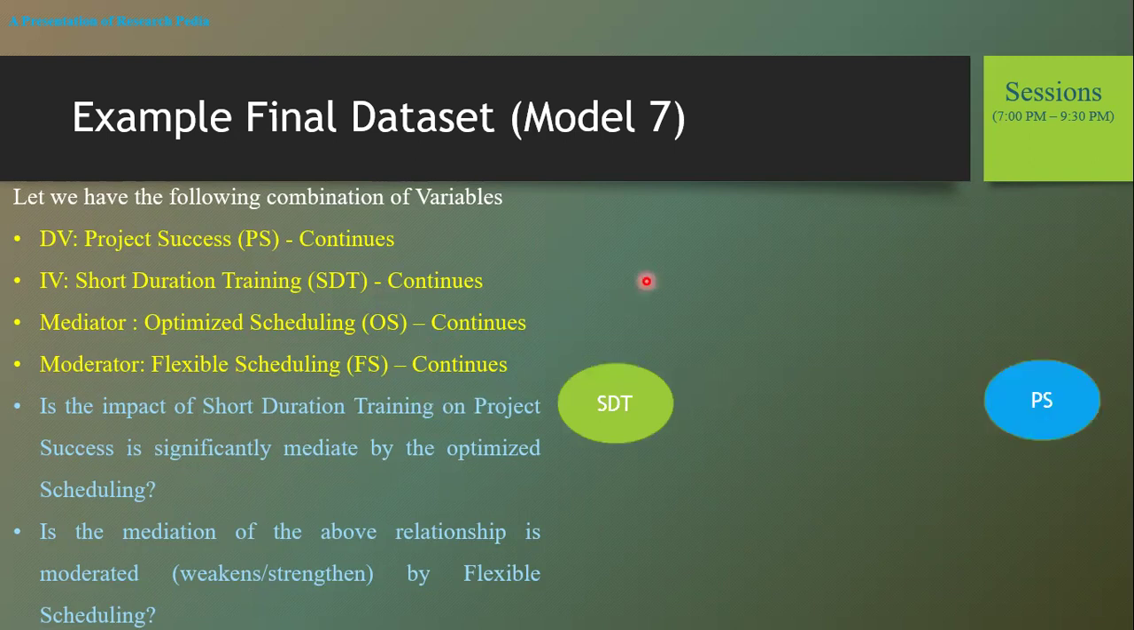So here comes our independent variable, our dependent variable, our mediator. So we want to apply the impact of SDT on OS, then OS on PS. Then we want to analyze the moderating impact of FS, flexible scheduling, in between the relationship of SDT and OS, because we are basically moderating the impact of our mediating variable. So that is why it is basically the mediated moderation. So you want to find out this type of model.